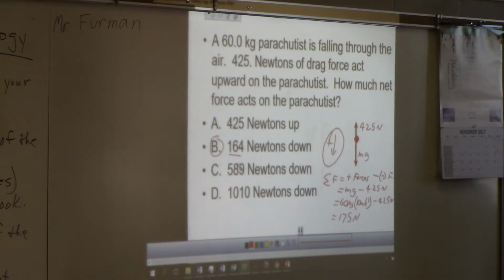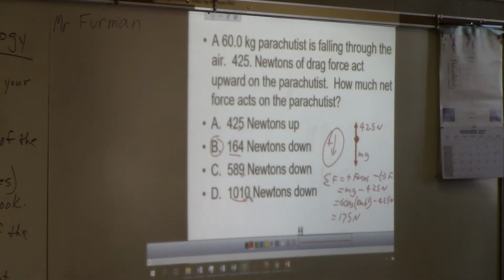If we'd used 9.8 instead of 10, we would have gotten 164. But notice that the other numbers are way different in magnitude. If you had added 600 and 425, you'd have gotten 1,025 or 1,010. Because you might think, oh, it's the sum of all the forces. But you have to take into account the direction of the forces. If there was gravity pulling in this direction, and maybe somebody had a rope and was pulling him down at the same time, then yeah, you would add those two forces because they're both in the same direction.